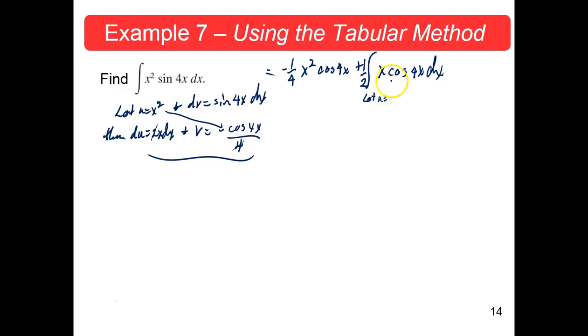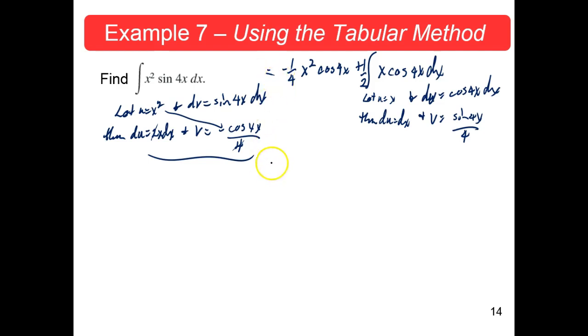u equal x and dv equal cosine 4x dx. Then du equal dx, and v is equal to sine 4x over 4. All right? Okay?